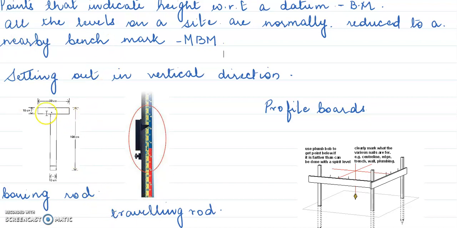And when this detachable T-piece is now, it will look something like this. You have a vertical plate. I have drawn this as a traveling rod. This is not exactly what a traveling rod looks like. I just wanted something with graduation and a vane. So you have a vertical plank.